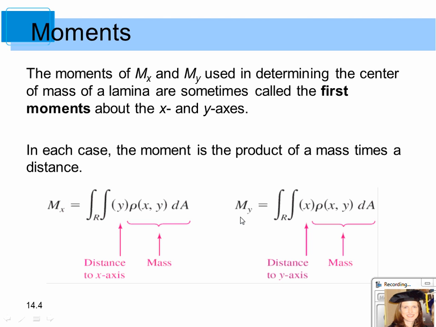And the moment about the y-axis is equal to the distance from the y-axis, which is x, times the mass. And again, the mass is the density times the area. So you would be setting up 3 double integrals altogether: one for mass, one for the moment about the x-axis, and one for the moment about the y-axis. And those are going to be used to find your center of mass.